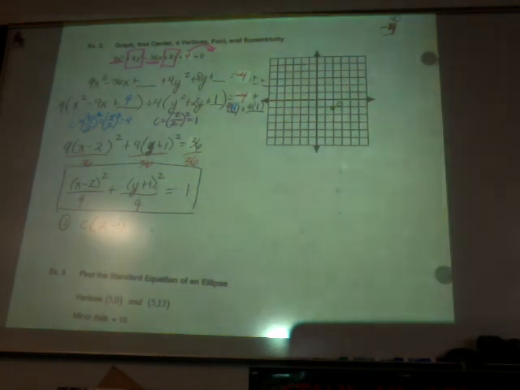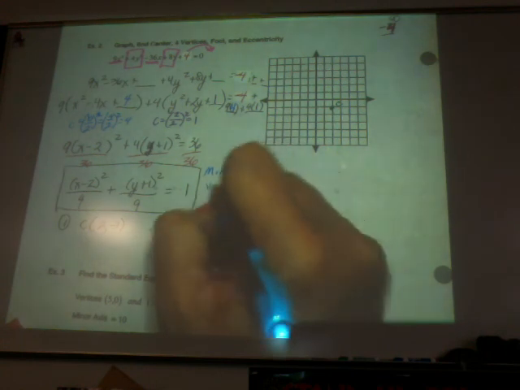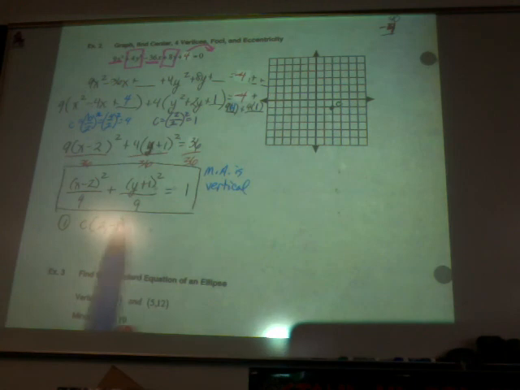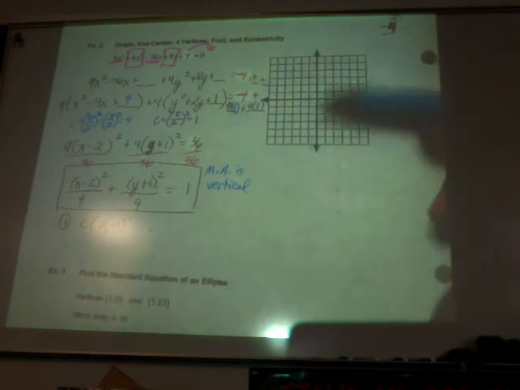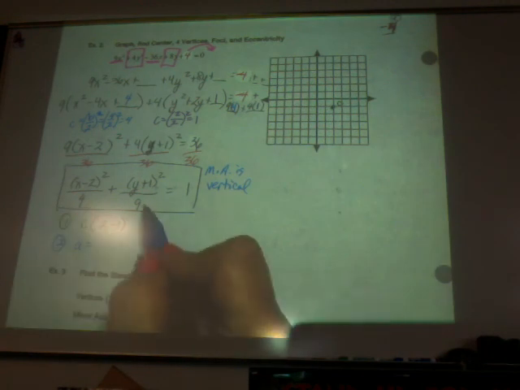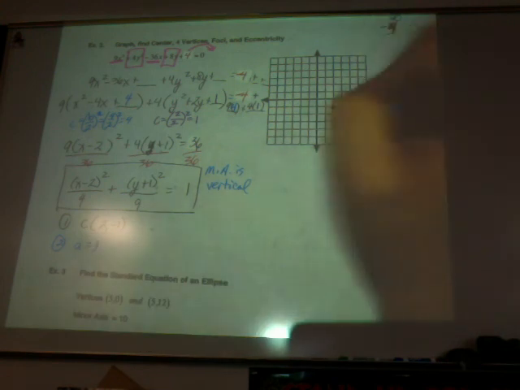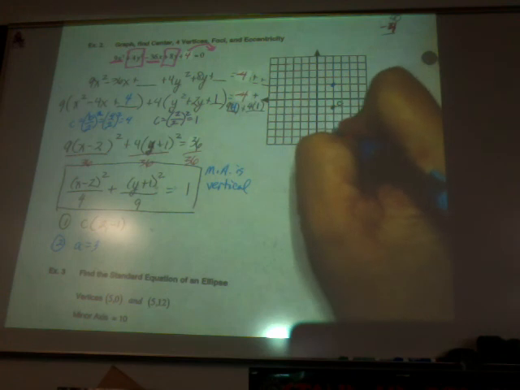Now, is my major axis going to be vertical or horizontal? Why? Because your bigger number is underneath the y, your a squared is actually over here, right? So that's how I know my major axis is going to go this direction. So I need to find a. What is a? Square root of 9 is 3. So I'm going to go up 1, 2, 3, down 1, 2, 3.